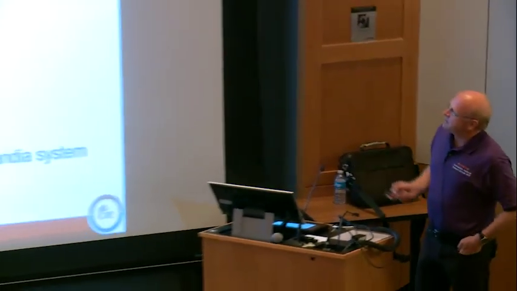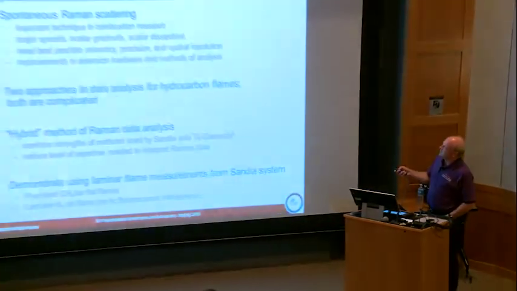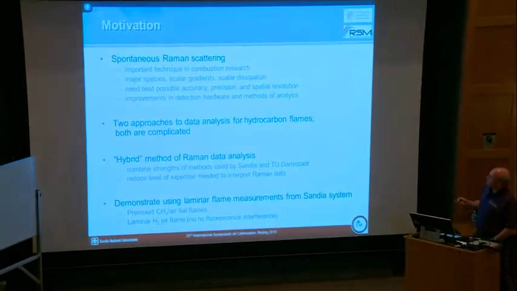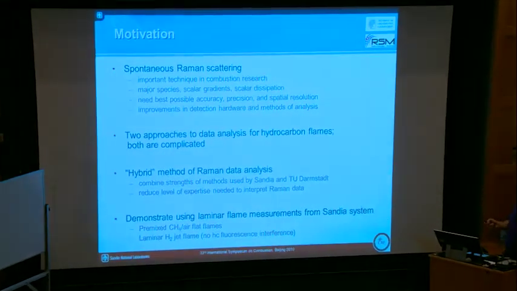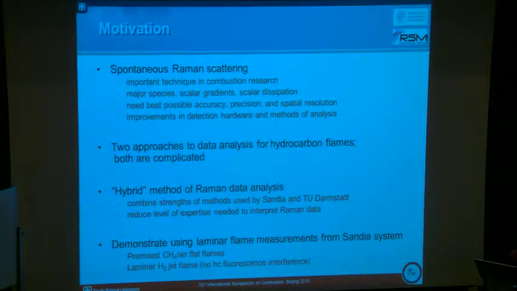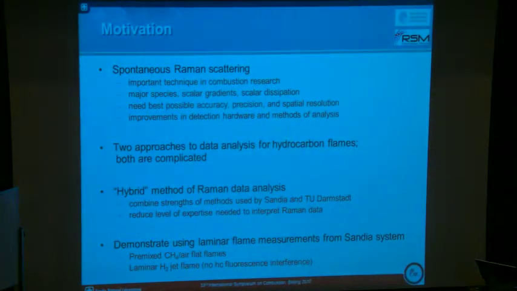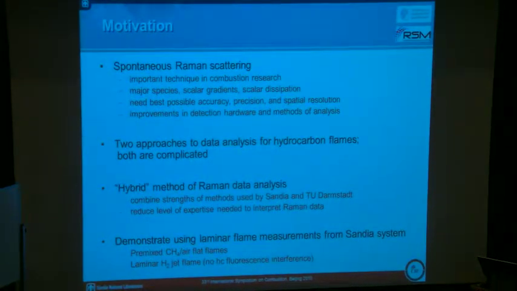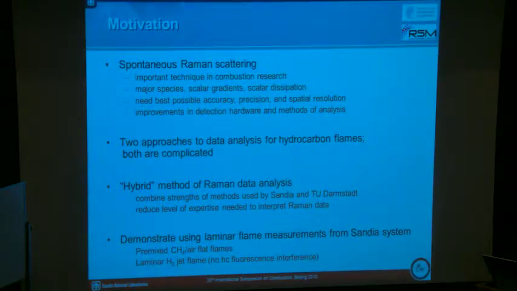So I think we can skip the part over here. It's clear you want to have these major species and gradients, scalar dissipation, which we mentioned, in 1D. You want good accuracy and precision, and that is given here because you do not have any problems with collisional quenching. We will see these two methods combined into the so-called hybrid method, combining these strengths. And then I'll show you some applications.